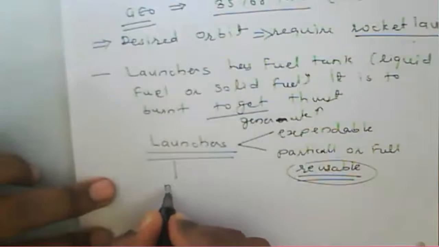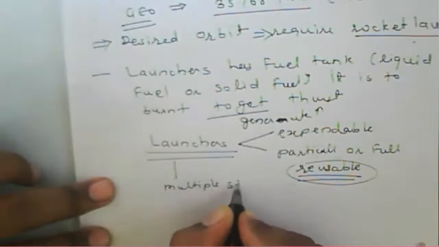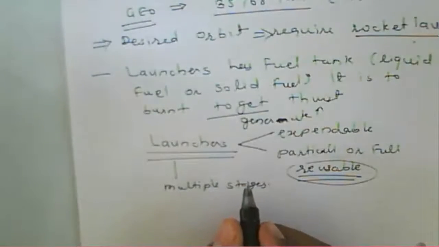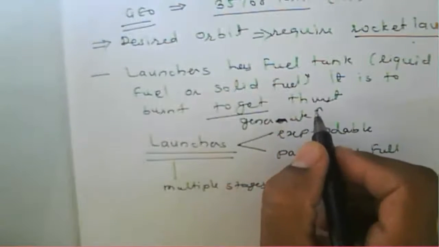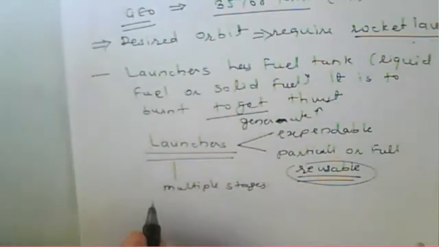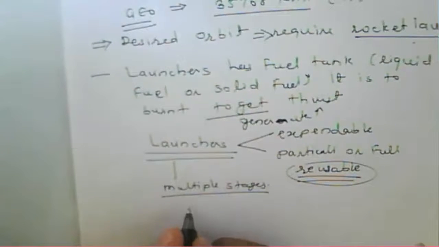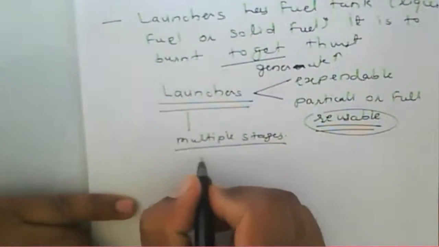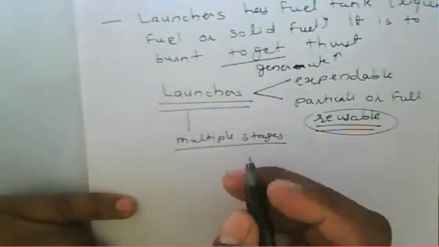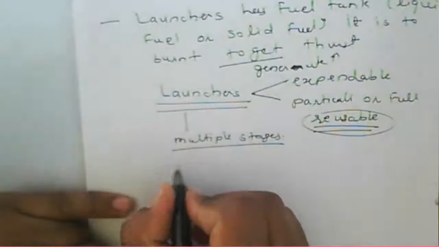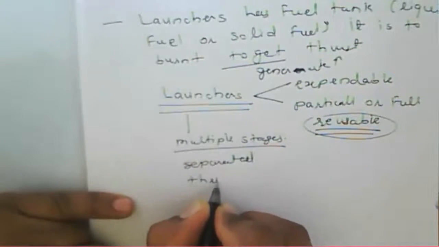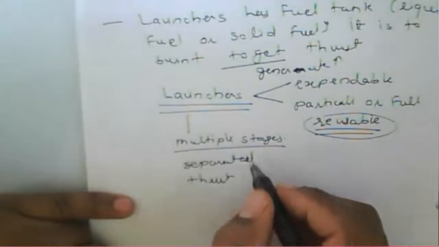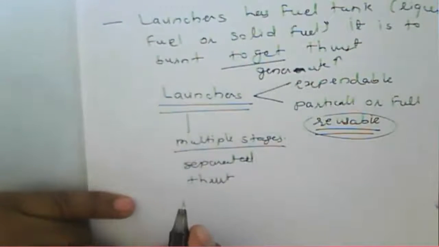These launchers have multiple stages. The multiple stages are used to generate the thrust. Whichever stages are there, whether one, two, three, or four stages in a given vehicle, those stages can be separated, and we can generate the thrust using the multiple stages we have.